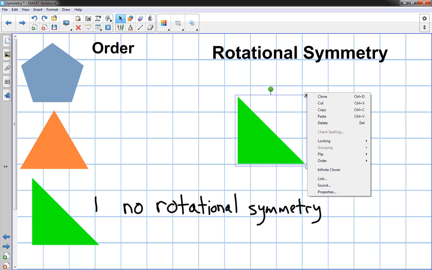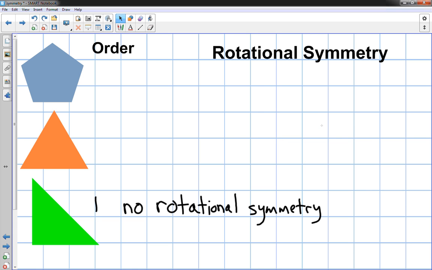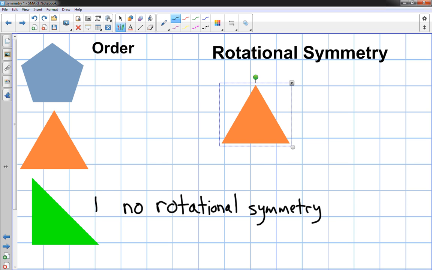So let's get rid of this. Let's look at this triangle. As I rotate it, there's one. Notice the green dot hasn't made it back to its original position. There's 2. And then there's 3. Since it has an order of greater than, I should say, than 1, it does have rotational symmetry.